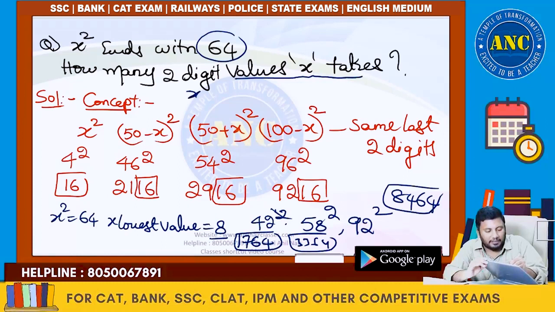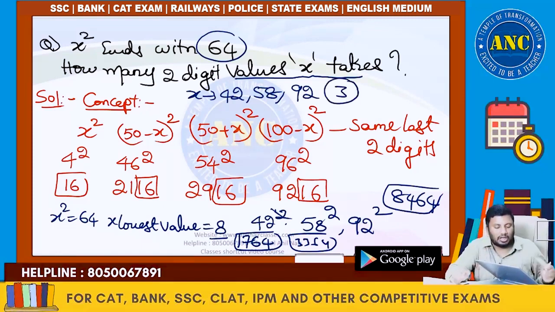How many two-digit numbers can x take? x can take 42, x can take 58, x can take 92. Total 3 values it can take. I hope it is clear.